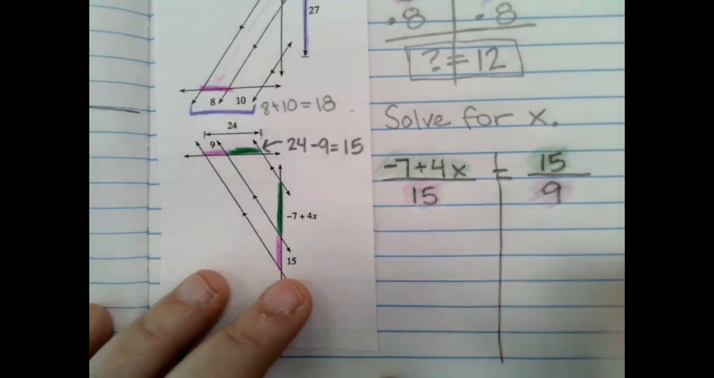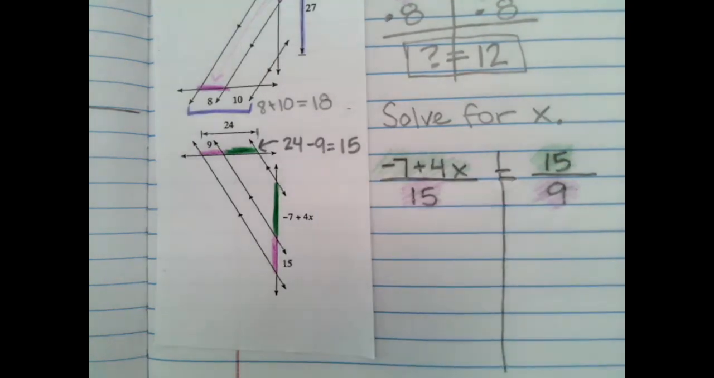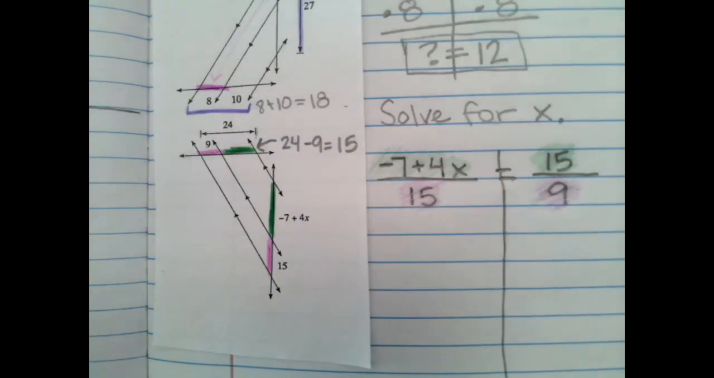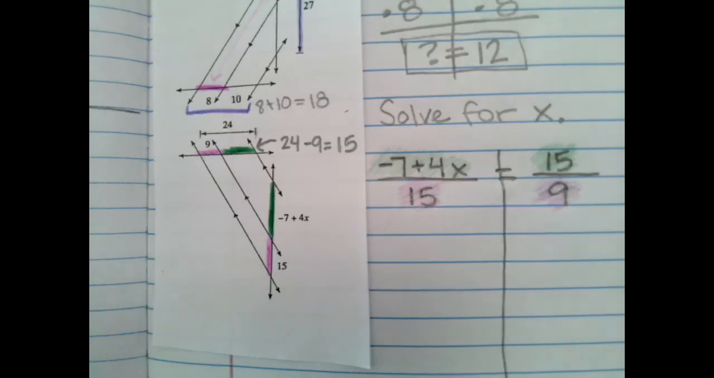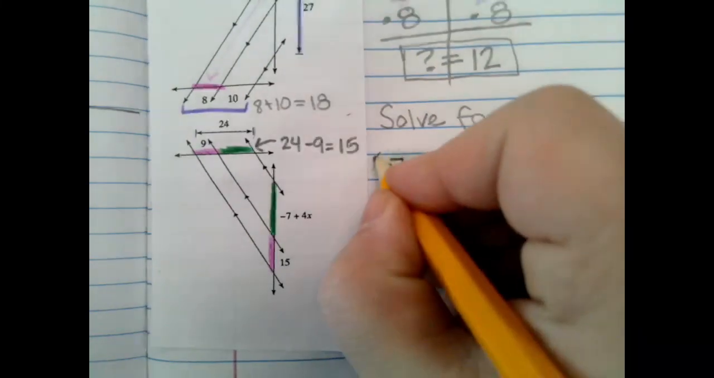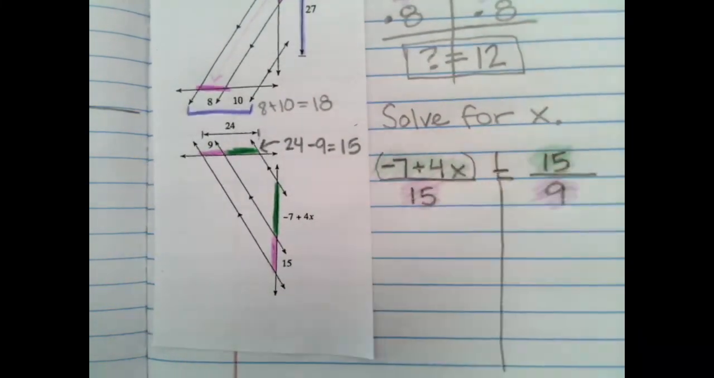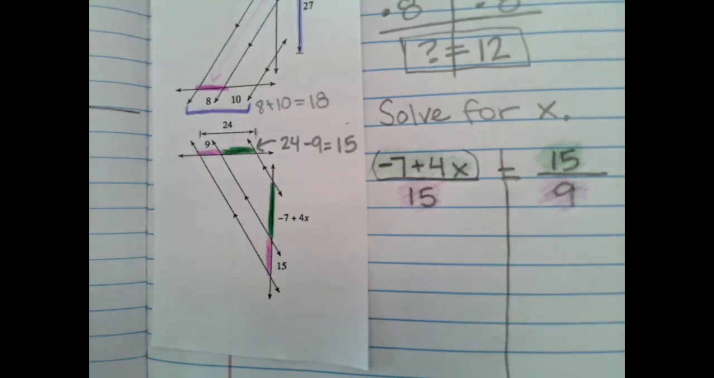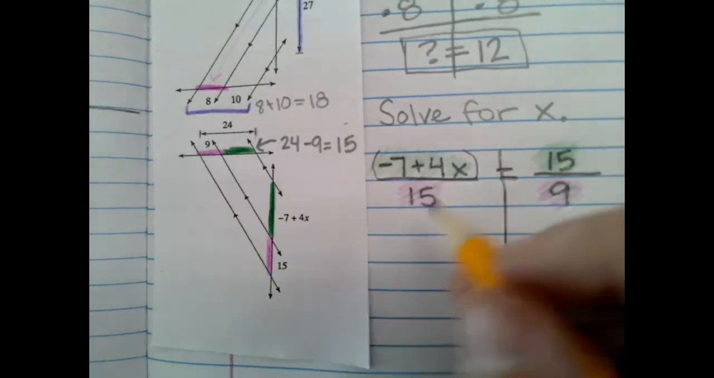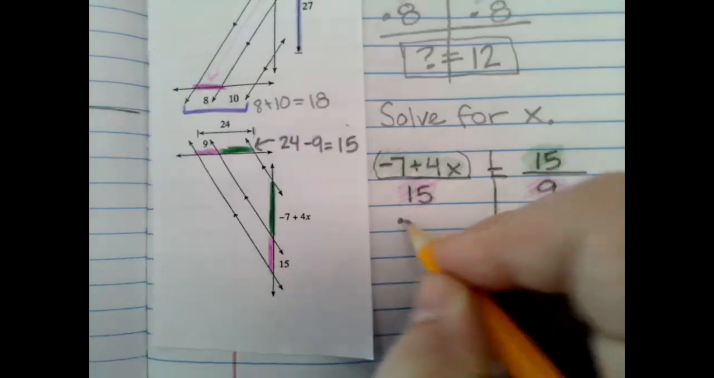All right, so now we're going to solve this, and our goal is to get x by itself. So what do we have to undo first? We can get rid of the negative 7, the 4, or the 15. Yeah, the 15. This negative 7 plus 4x, they're together on the top, so it's like they're in parentheses. So we're going to undo dividing by 15 first. How would we undo divide? Multiply.